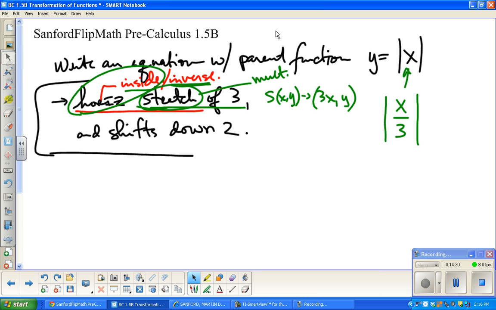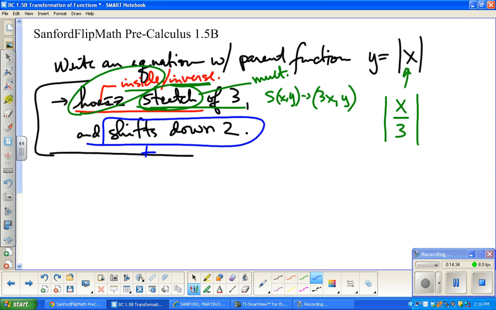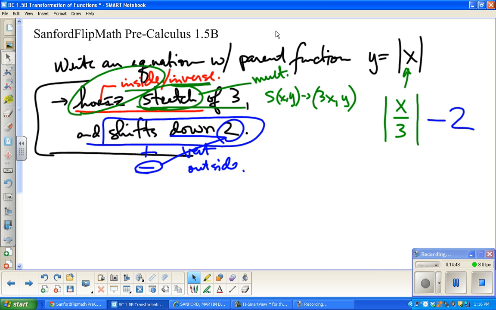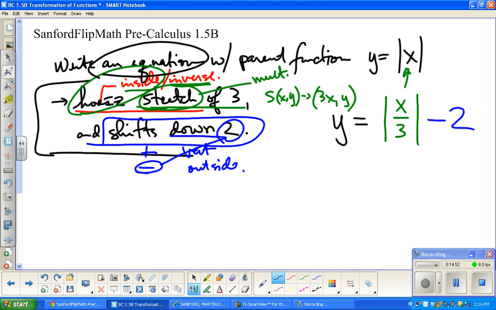Okay? And shifts down 2. Shift is about addition or subtraction. Down is vertically, so it's about y, so it's going to be on the outside. Do what it says, so if we want down, we're going to subtract 2. So minus 2. Okay, and one other thing, please note it says an equation, so I need a y equals or an f of x equals or something like that. And there it is.